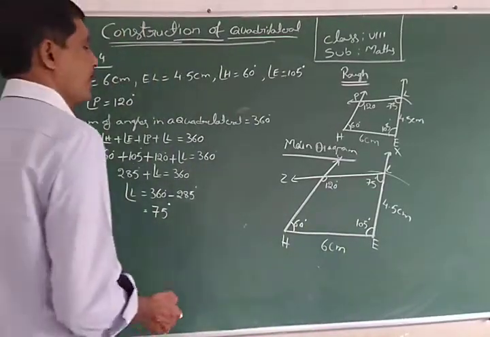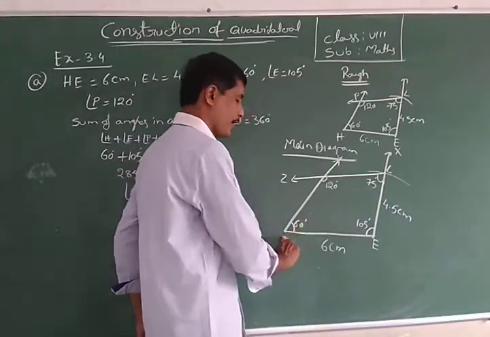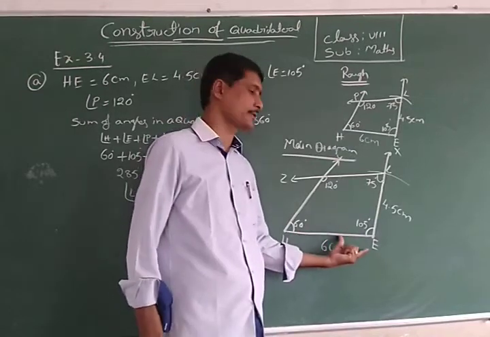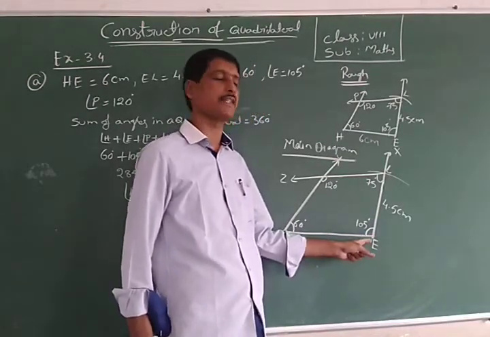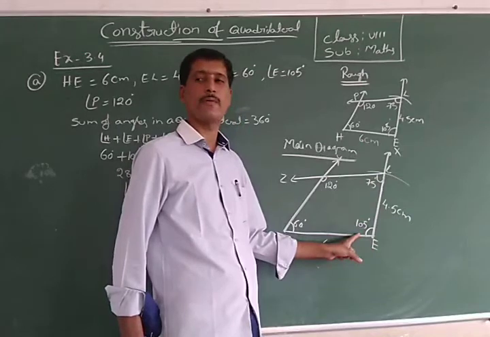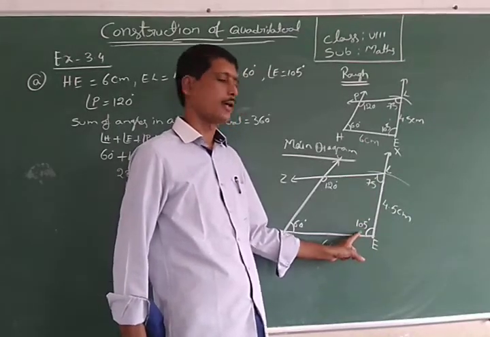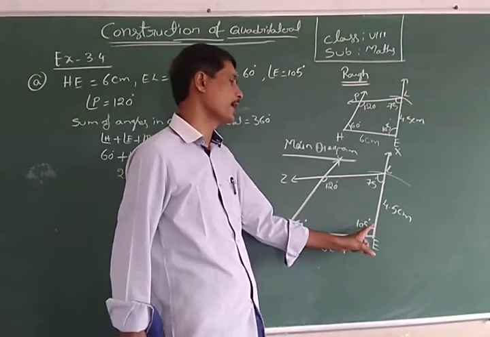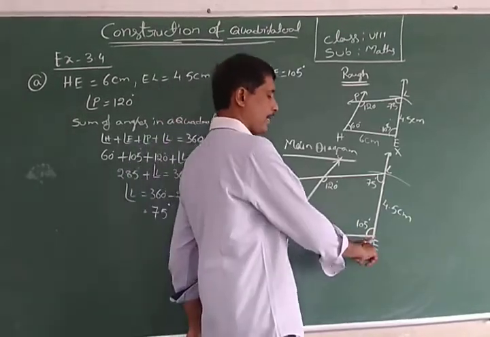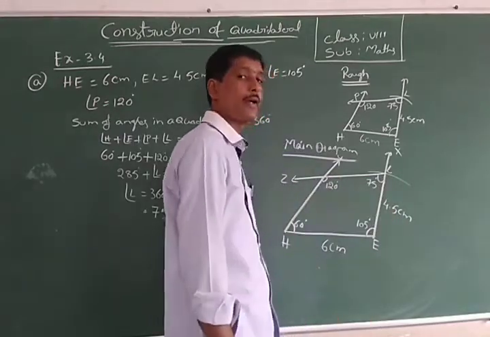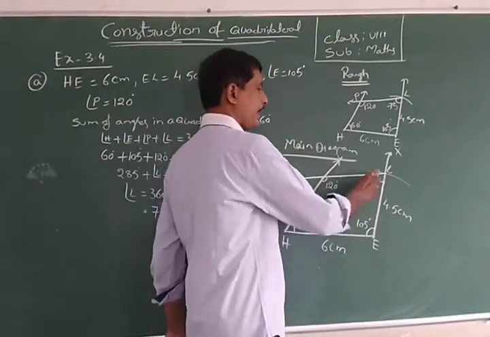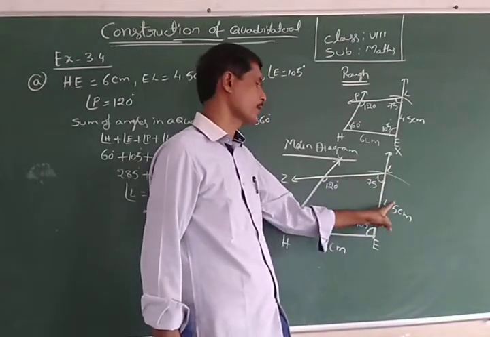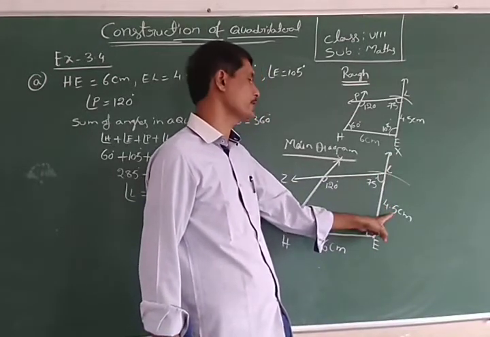See one more time, all of you. Main diagram. First, draw a line segment HE by using the scale only, that is 6 centimeters. Take E as the center, measure the angle 105 degrees. Next, take E as the center, draw the arc with 4.5 centimeters. The ray and arc intersect at one point. The point is L, 4.5 centimeters.